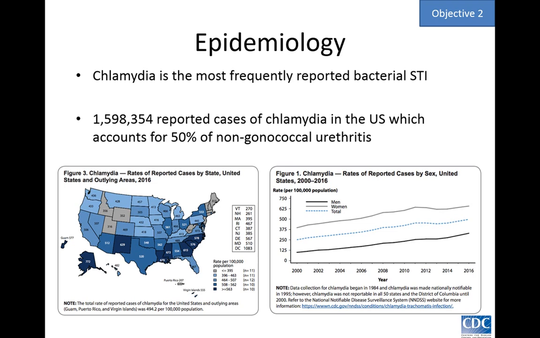The rate, as you can see, is that women are at a higher risk for chlamydia compared to men. So women tend to be more asymptomatic and they're not able to identify that they're even infected. This can actually contribute to a lot more complications such as pelvic inflammatory disease, which can progress into infertility if left untreated, or even ectopic pregnancy, or even chronic pelvic infections.